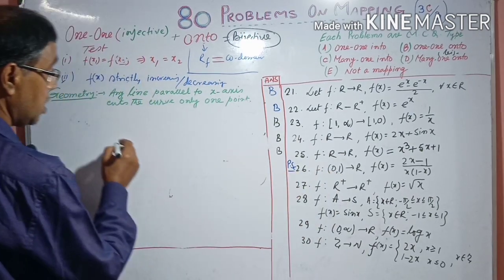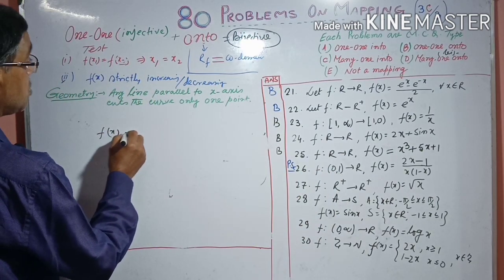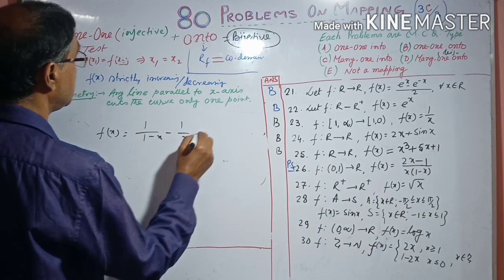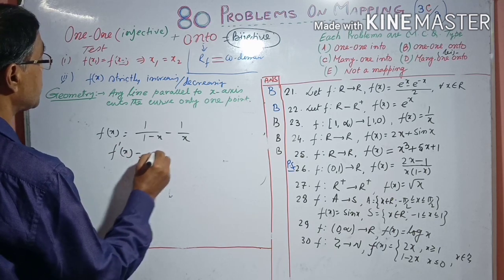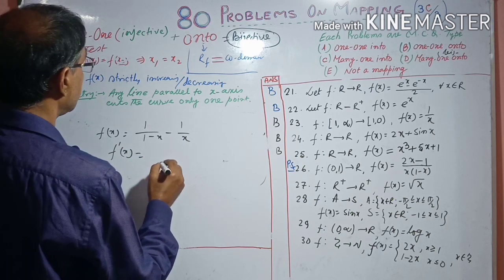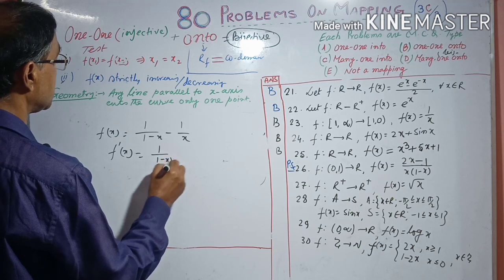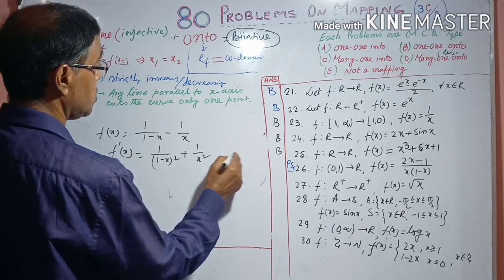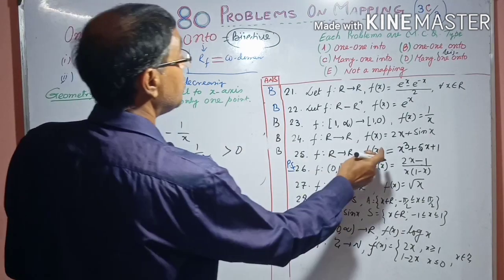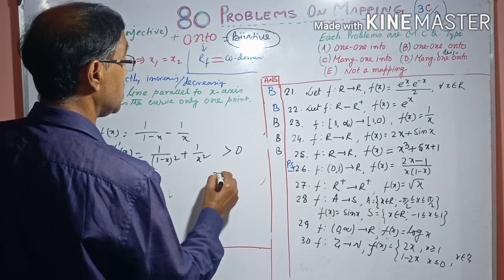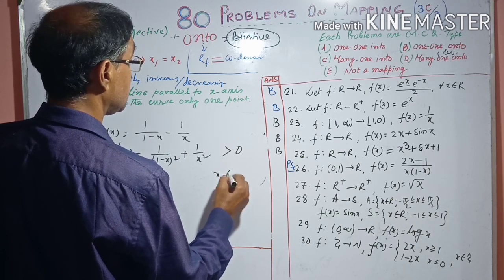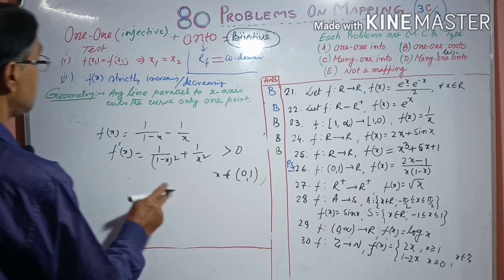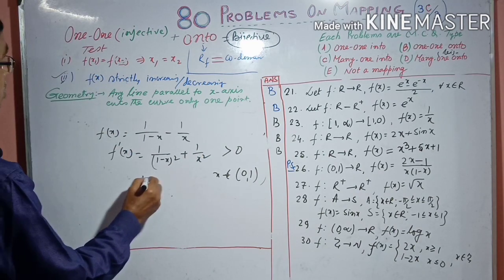Therefore we can write f(x) equals 1 by (1 minus x) minus 1 by x, therefore f dash x equals 1 by (1 minus x) the whole square plus 1 by x square. This is also greater than 0 for all x belongs to (0, 1), therefore it is strictly increasing, so it is one-one.